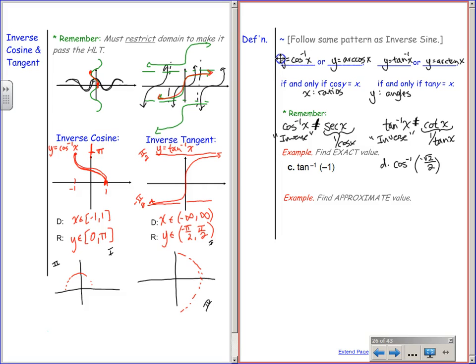1 over root 3 rationalizes to be square root of 3 over 3. This over this becomes 1. This over this becomes square root of 3 over 3. 1, square root of 3. What's 1 over 0? Undefined. And that's our cheater chart. Now, why do I like the cheater chart? All the values are right there.